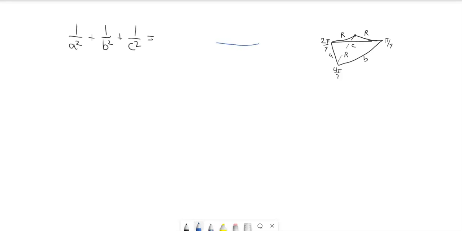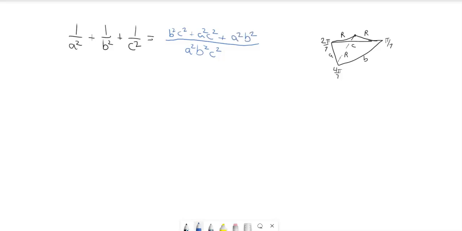I'm going to draw a long fraction bar and write a squared, b squared, c squared here because we have different variables. The numerators are all ones. If we multiply the top and the bottom of the first one by b squared and c squared, we get b squared and c squared on the top. On the second one, since we have b squared in the denominator, it's a squared, c squared. And on the last one, since we have c squared in the denominator, it's going to be a squared, b squared.